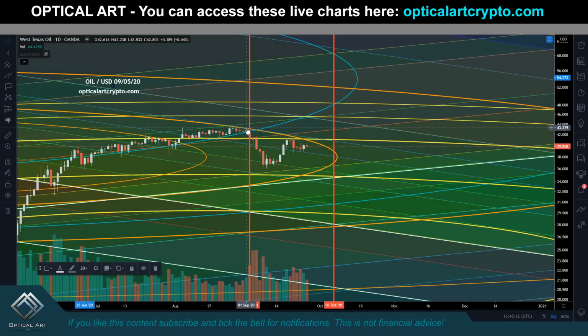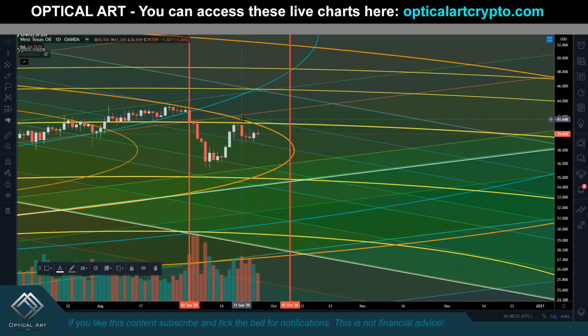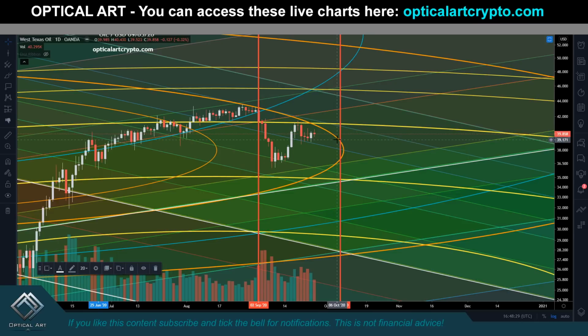But again, we got topped out at this orange ring, riding up this blue ring. As soon as we crossed the blue ring, the orange ring was too much resistance. So as soon as we crossed the blue ring, we had a drop, and we were respecting this yellow fib circle as well. We pushed back up and we found resistance. So I think it's very likely that this orange ring is going to continue to push oil down.